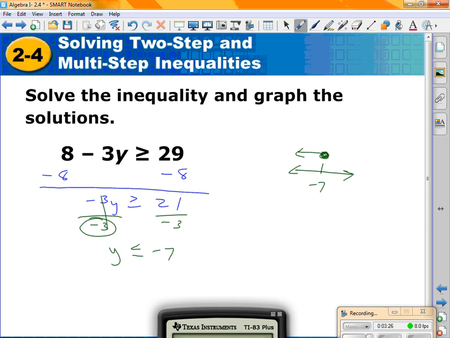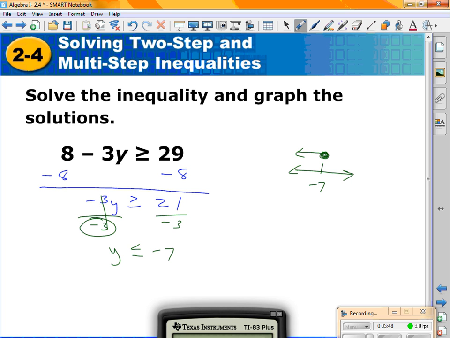Give me a nice number that's to the left of negative 7. Negative 10. What's a negative 10 times a negative 3? 30. What's a 30 and an 8? 38. Is 38 greater than 29? So I know I'm good.